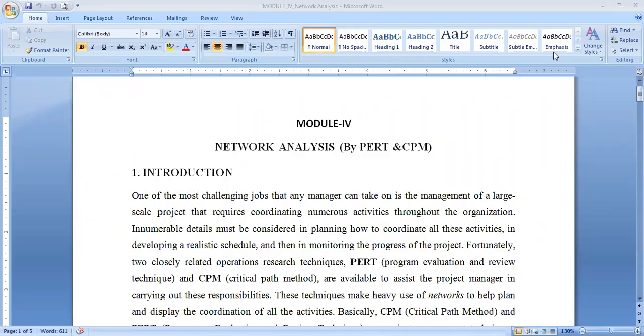In this session, we'll start with a new chapter from Module 4. That chapter is Network Analysis by PERT and CPM. As we know, we have been studying many operations research techniques such as assignment, sequencing, game theory, and transportation, whatever we have studied, and now the network analysis.